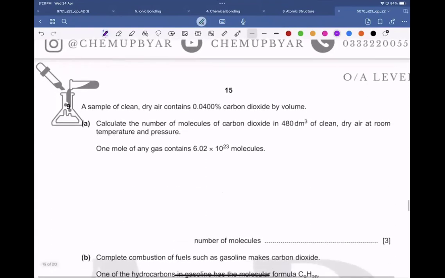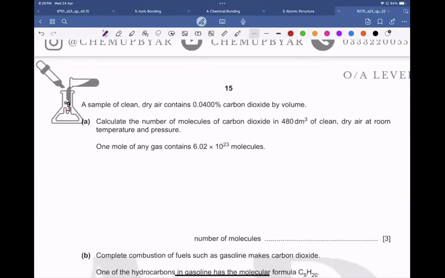Now, question number 9. A sample of clean, dry air contains 0.0400% carbon dioxide by volume. Calculate the number of molecules of carbon dioxide in 480 decimeter cube of clean, dry air at room temperature and pressure. 1 mole of any gas contains 6.02 exponent 23 molecules.